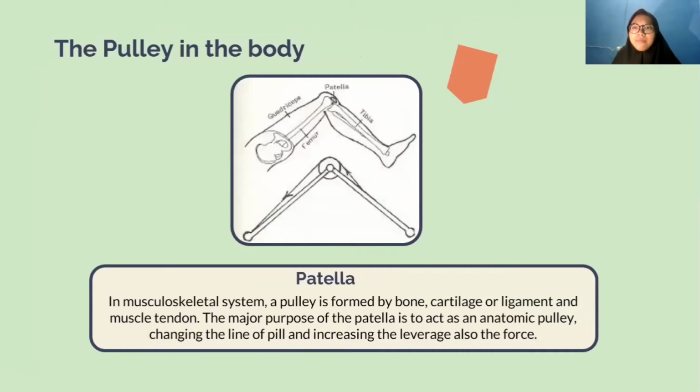And we also have a pulley in our body. It's in our patella. In the musculoskeletal system, a pulley is formed by bone, cartilage or ligament, and muscle tendon. The major purpose of the patella in our body is to act as an anatomic pulley, changing the line of pull and increasing the leverage, also the force.